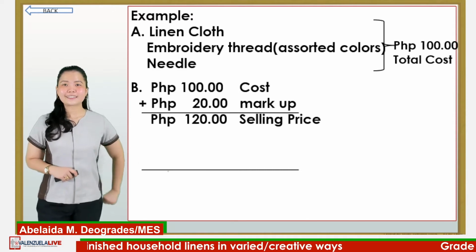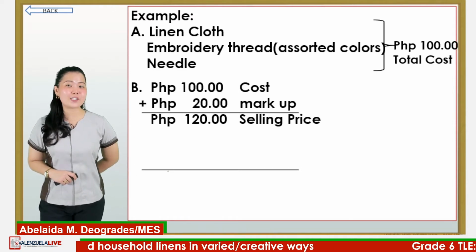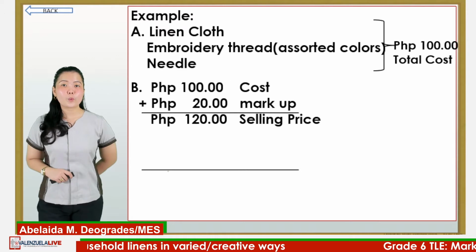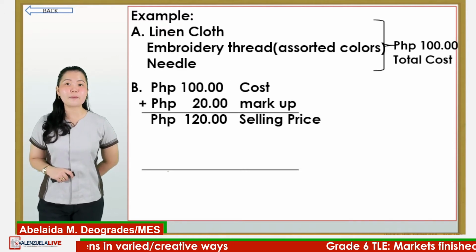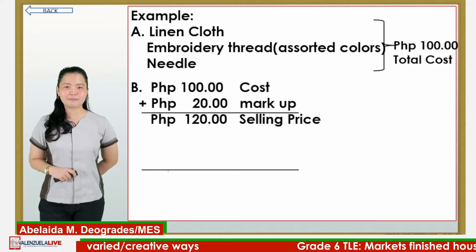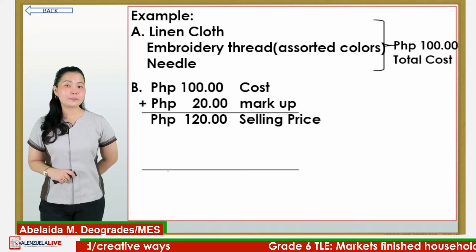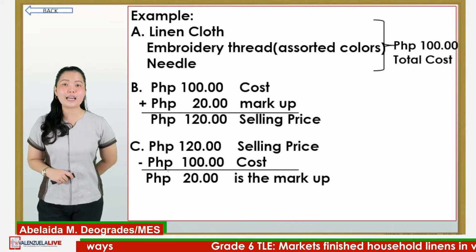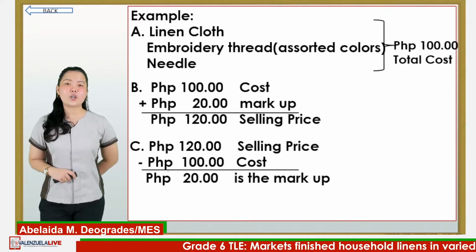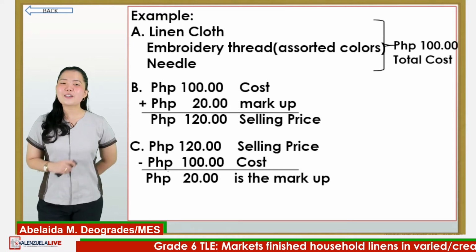B, 100 pesos cost plus 20 pesos markup is equal to 120 pesos selling price. Letter C, 120 selling price minus 100 pesos cost is equal to 20 pesos markup.